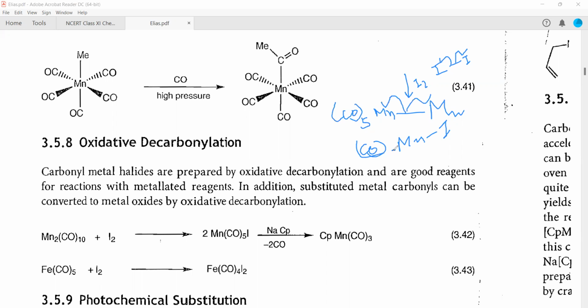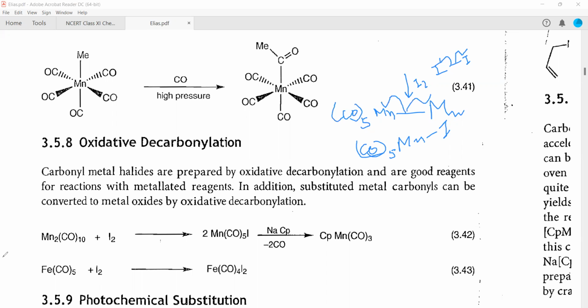It is written also over here. So in this process, there is an oxidation state change in the metal center. It is +1. It has lost 1 electron. Okay, so there is oxidation at the metal center. Now, the manganese is +1. Here manganese was 0.